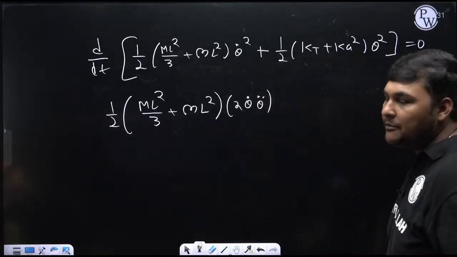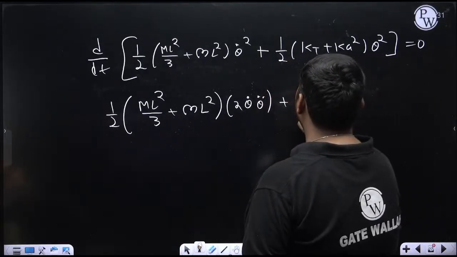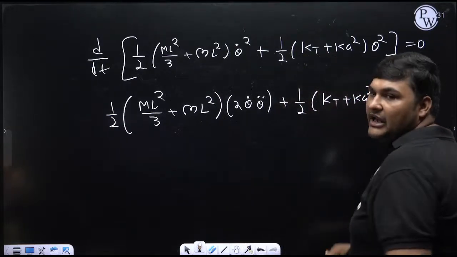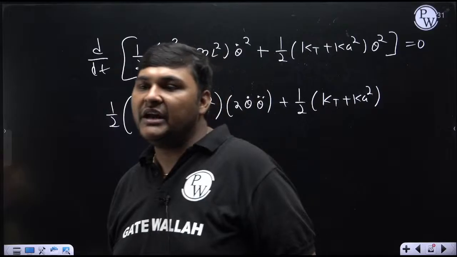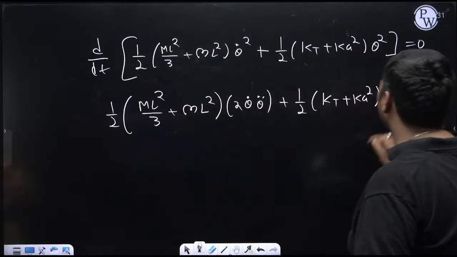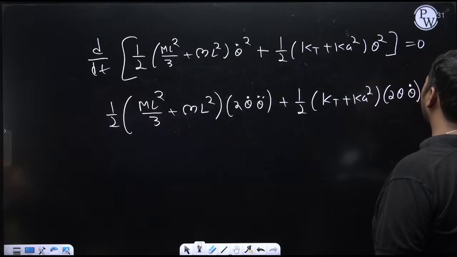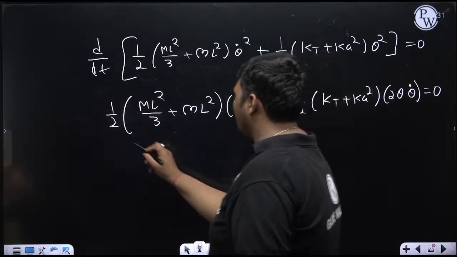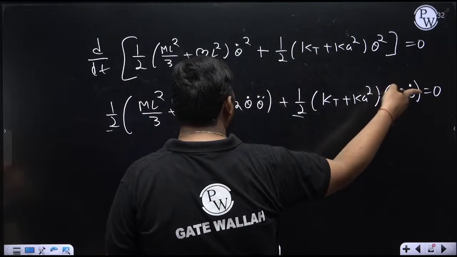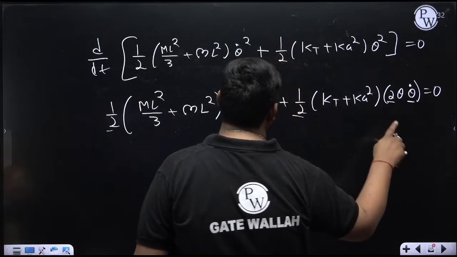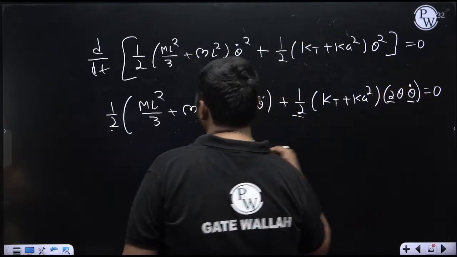Plus half in bracket, k t plus k square theta square differentiation. Now theta square differentiation with respect to theta is 2 theta, and the differentiation of theta with respect to time is theta dot, and that is equal to 0. Now I am taking the half common, so it will go to this side and become 0. Here 2 theta dot is coming, and there also 2 and theta dot are coming, so that also comes common and goes to this side, becoming 0.